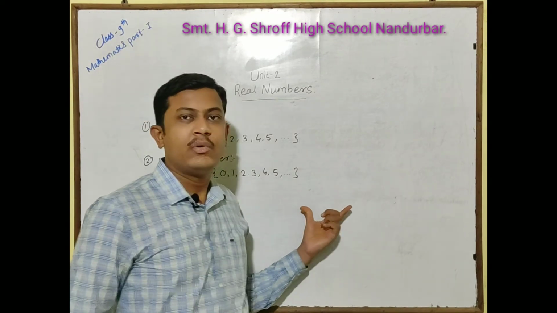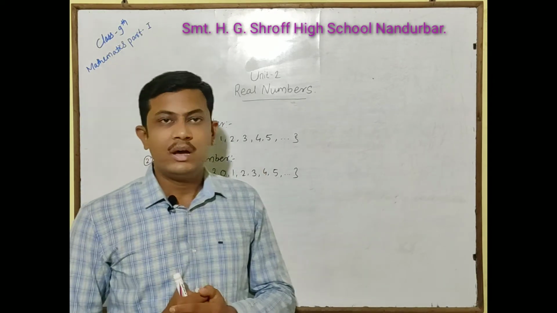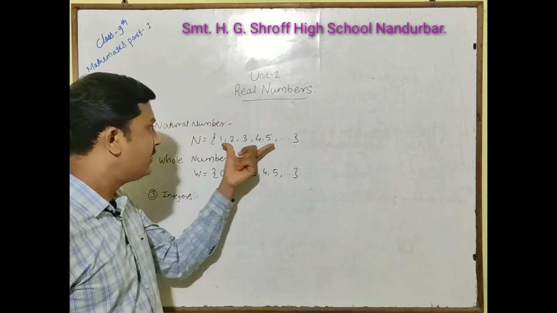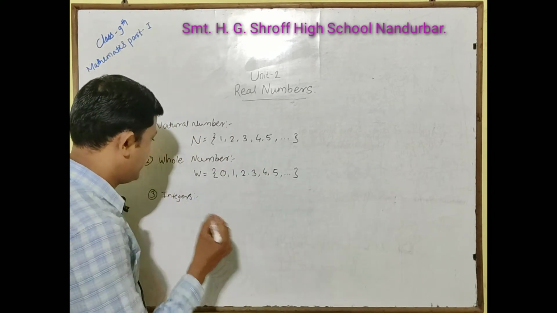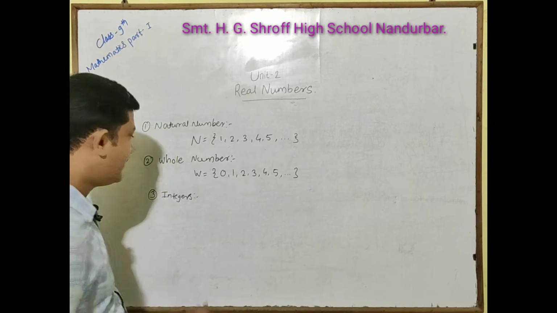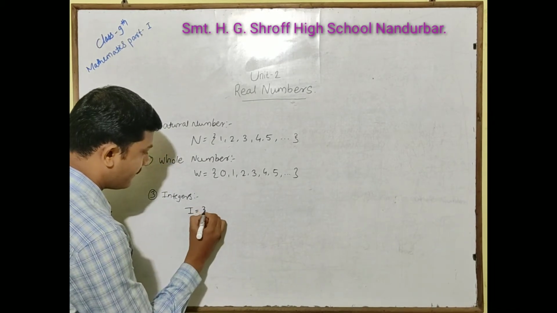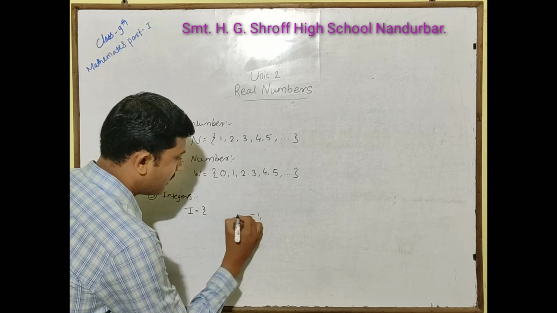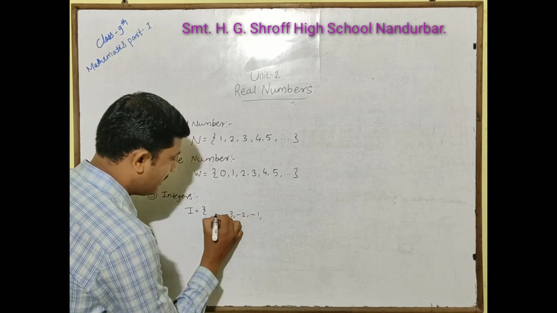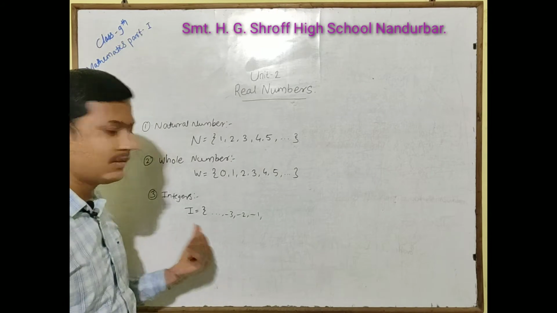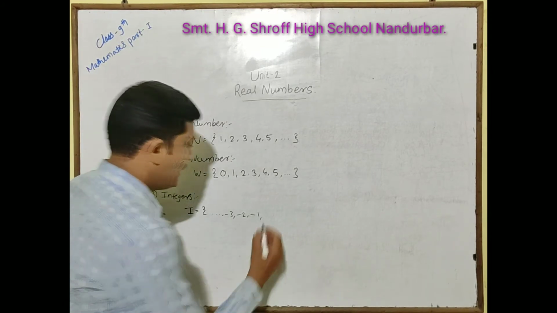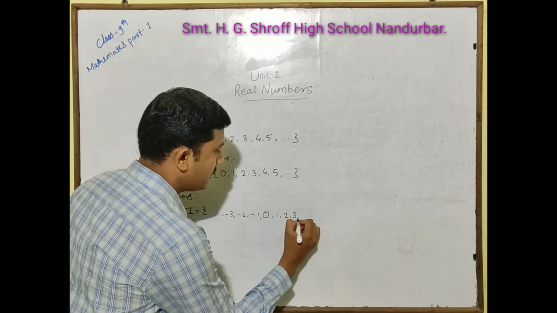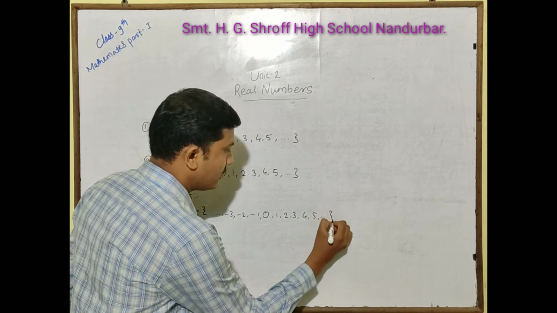To define integers, we require natural numbers and whole numbers. How they are required, we will see. An integer can be defined as whole numbers with negative natural numbers, and the set is represented by the capital letter I. Negative natural numbers mean what? -1, -2, -3 and so on, for infinite numbers in the negative direction. 0, 1, 2, 3, 4, 5 and so on.